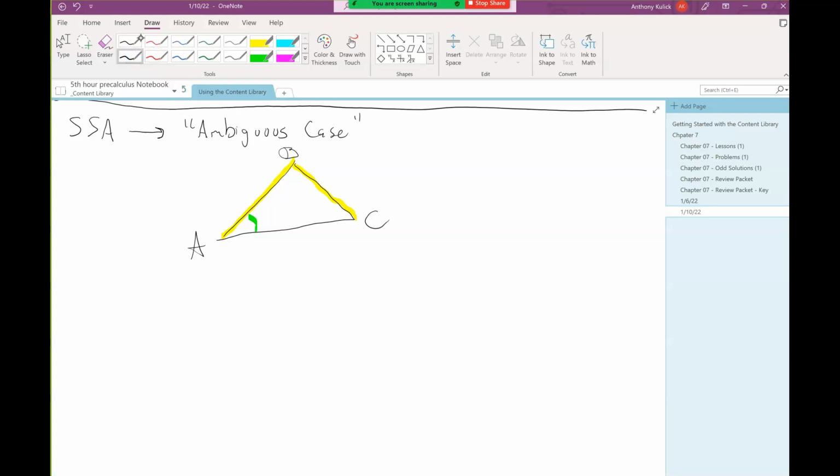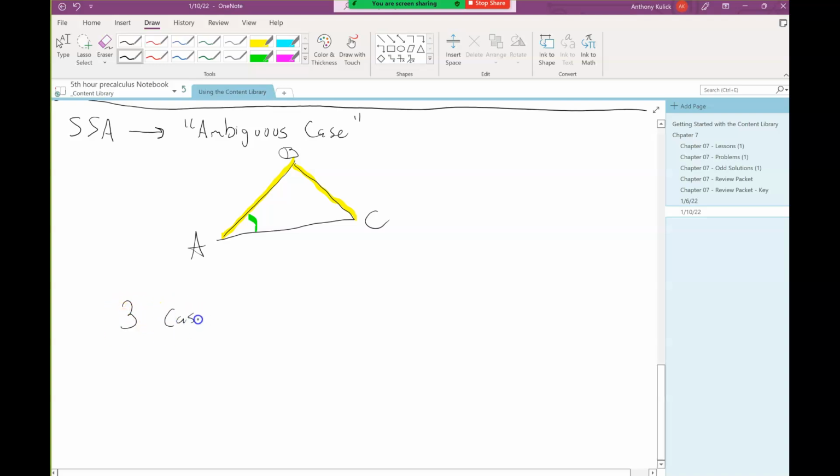So let's say, for the sake of argument, because I'm going to use some letters in abbreviating this, that here is our triangle ABC. And let's say that we're given the angle A and then the sides AB and BC. Okay with that? All right.